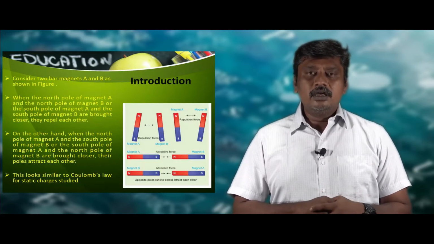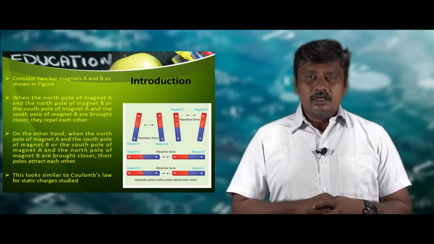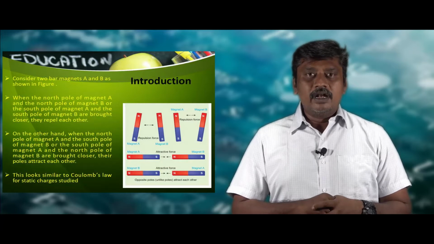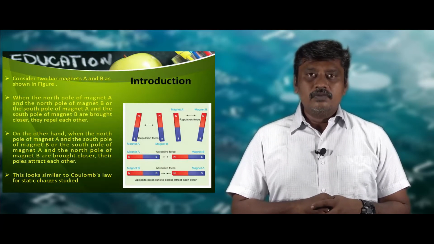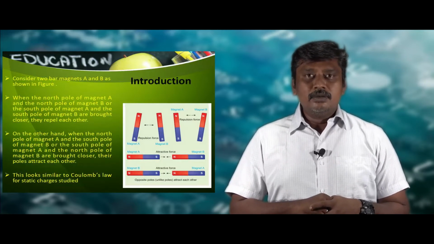Now let us consider the north pole of the first magnet and the south pole of the second magnet. They will attract each other. Similarly, if we interchange them, the south pole of the second magnet and the north pole of the first magnet attract each other. It clearly shows that unlike poles attract each other. These two cases are similar to the force of attraction or repulsion between electrostatic charges.